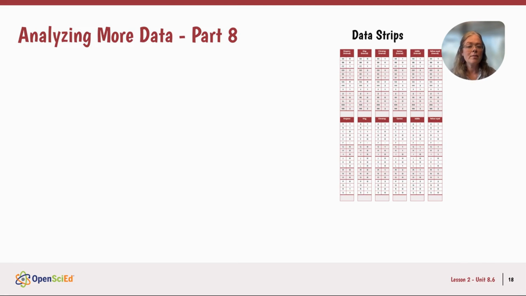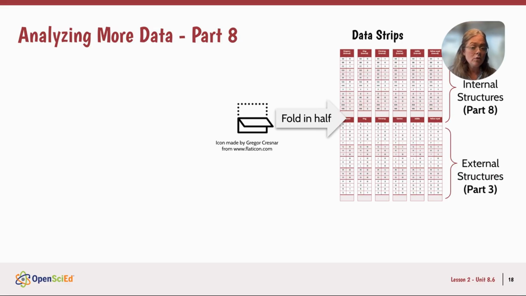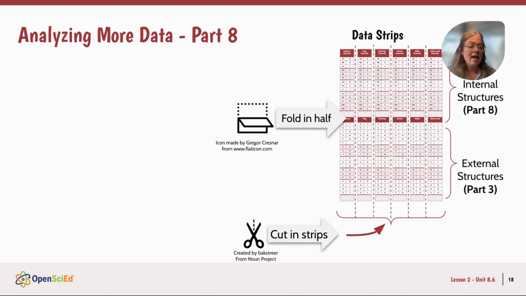Once students are looking at part 8, they are analyzing more data. They are now looking at the internal structures as well as the external structures. The internal structures on this particular file are located on the top, and the external structures are on the bottom. I fold these data strips in half so that students are only looking at one set of data at a time. And then I cut the data into strips so that students can individually manipulate them.